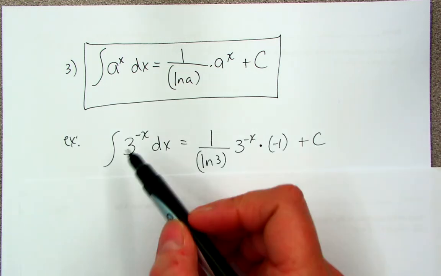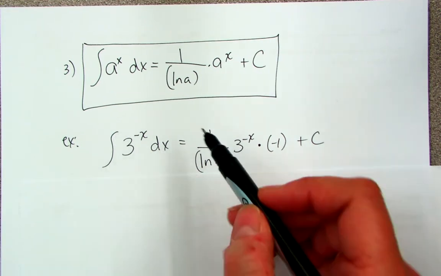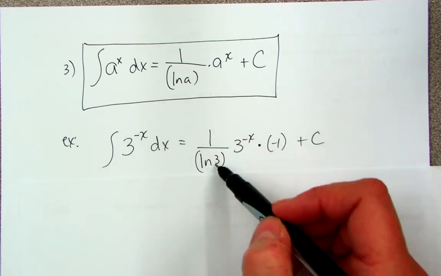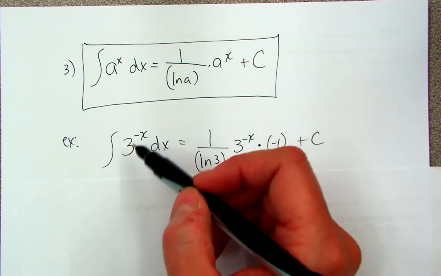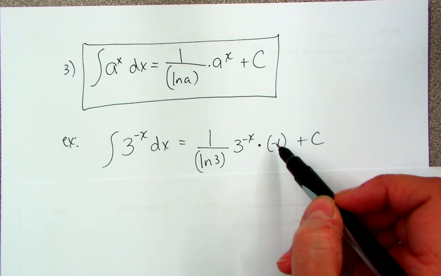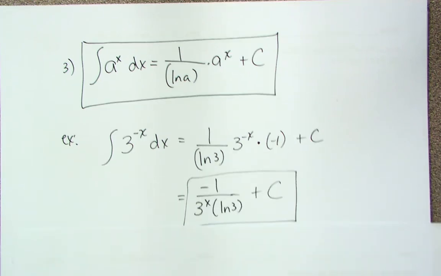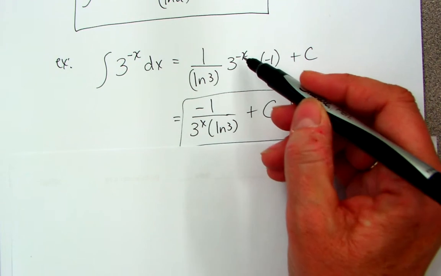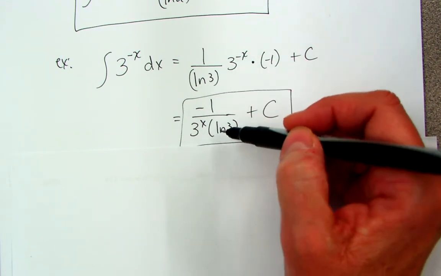Here's an example: the integral of 3 to the negative x with respect to x. How do I integrate that? It's equal to 1 over the natural log of that base times whatever this is, 3 to the negative x. And because it is not just x, I have to times it by negative 1, plus c. That would clean up to negative 1, and this is a negative exponent, so to make it positive, I'm going to put in the denominator 3 to the x, natural log of 3.